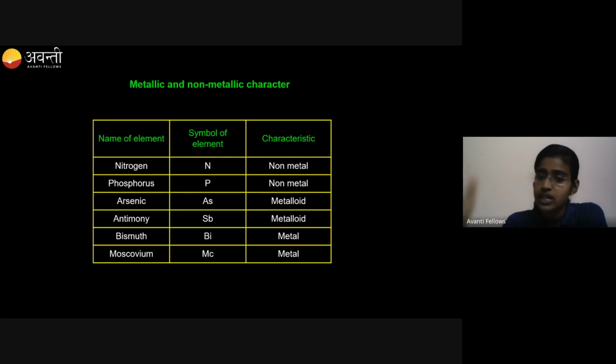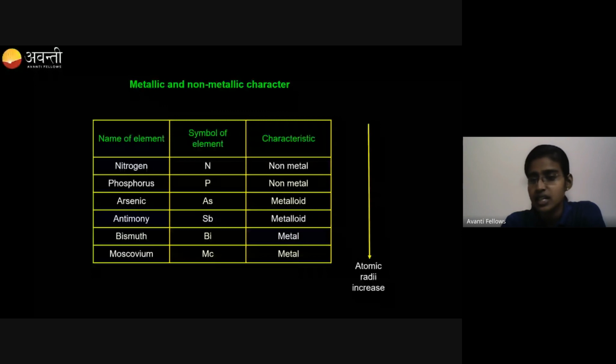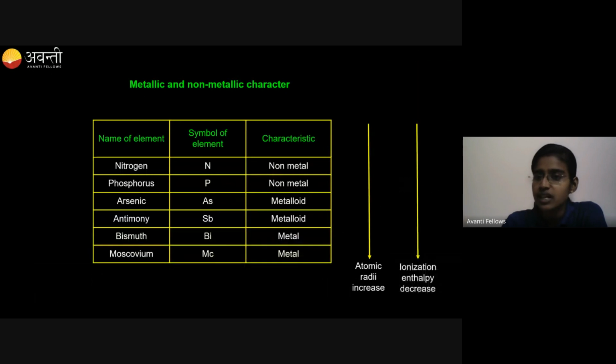This part we have already discussed in the basic concepts. While I was discussing the basic concepts of group 15, I told you and showed you this slide. Now, what is the trend of this metallic and non-metallic character? You can see from the slide, the metallic nature increases on moving down the group. On moving down the group from top to bottom, we all know that atomic radius increases, right? And also we know that atomic radius and ionization energy are inversely proportional. So if atomic radius increases, obviously ionization energy will decrease. If ionization energy decreases, metallic nature will increase.